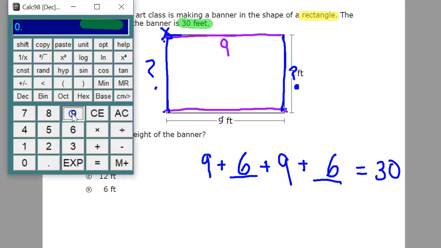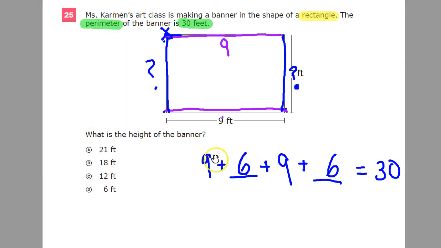So 9 plus 6 plus 9 plus 6 equals 30. So there it is. There's your answer. It's the smallest one. Why did I choose the smallest one? Because 9 and 9 is a lot. I thought that if I went to 12 or 18, it might be too much, and 21 definitely looked like it was too much because there's two of them. So the answer to this question is D.